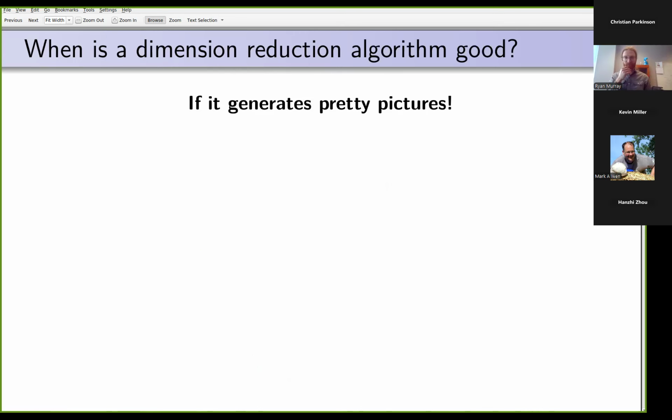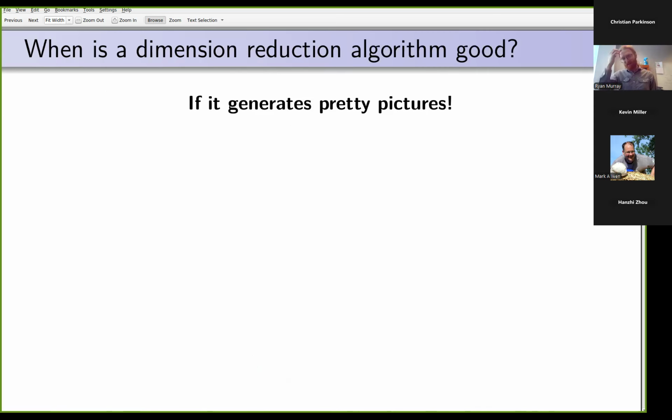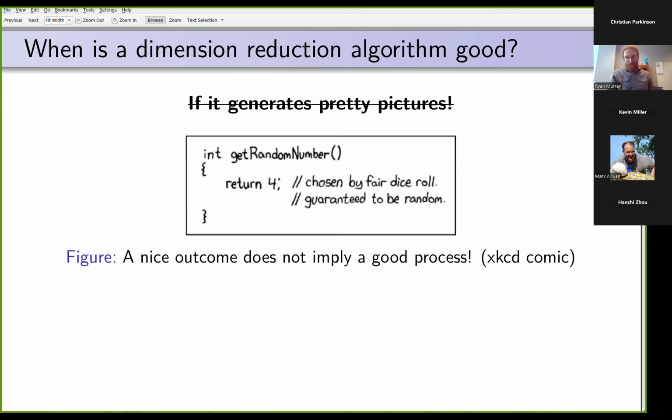At this point, it's maybe good to ask the question, when is a dimension reduction algorithm good? When we look at this last one here, we can say, well, it's good if it generates pretty pictures. And I think that the mentality that's oftentimes used by practitioners when they run UMAP on genomic data is that it generates pretty pictures, it's great. Well, I think that this is a dangerous road to walk down if you're trying to do science, in the sense that a nice outcome doesn't necessarily imply a good process.